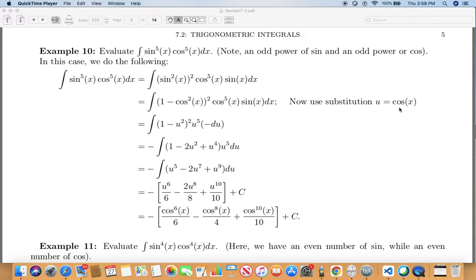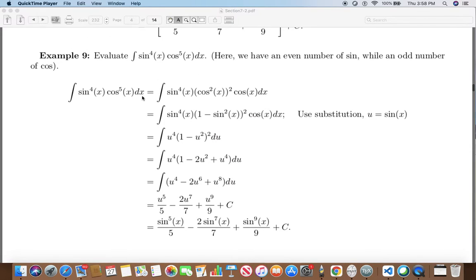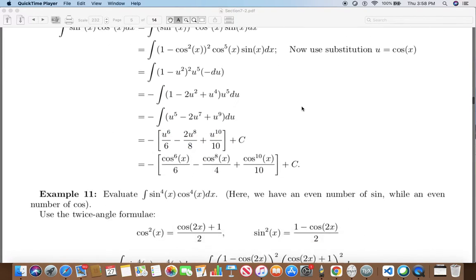Replace u by cosine: negative cosine power 6 x over 6 minus 2 over 8, that's a 4 in the bottom, cosine power 8 x plus cosine power 10 x over 10 plus a constant of integration. So this is when at least one of the powers is odd. You remove one of the odd power combination out and proceed.